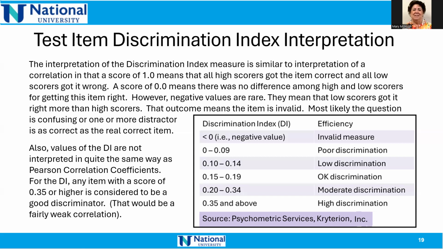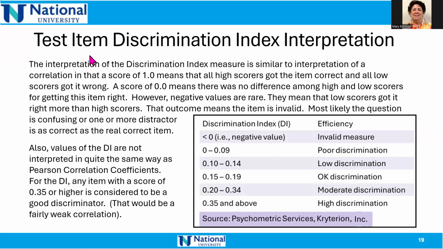And as I said, a negative value, which means the low scoring students got that right more often than the high scoring students, means that you've got an invalid measure. That item should be either rewritten or discarded because it's not measuring anything you want it to measure.